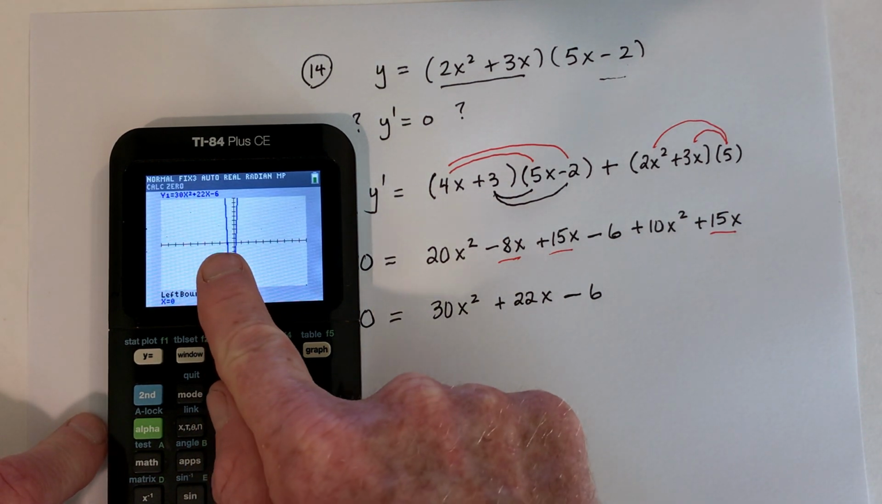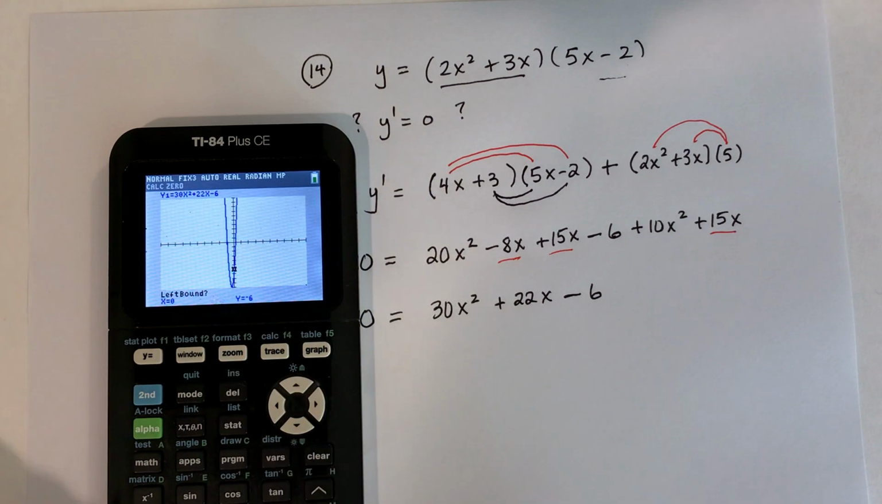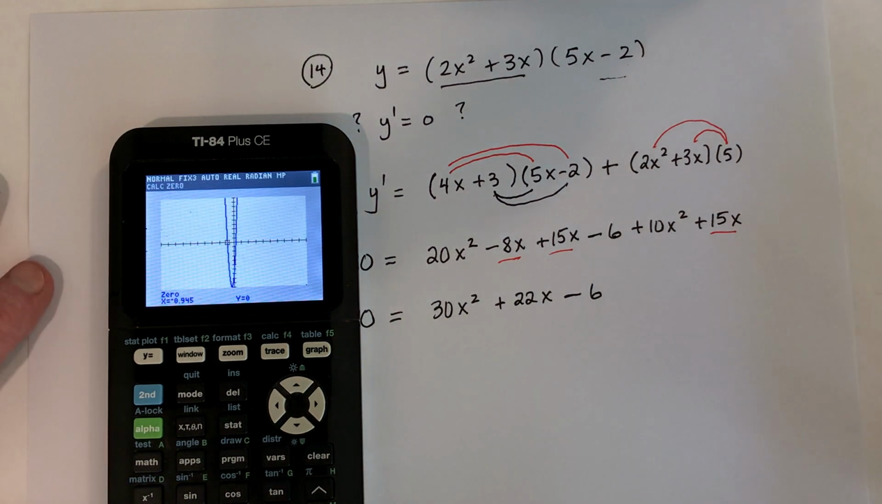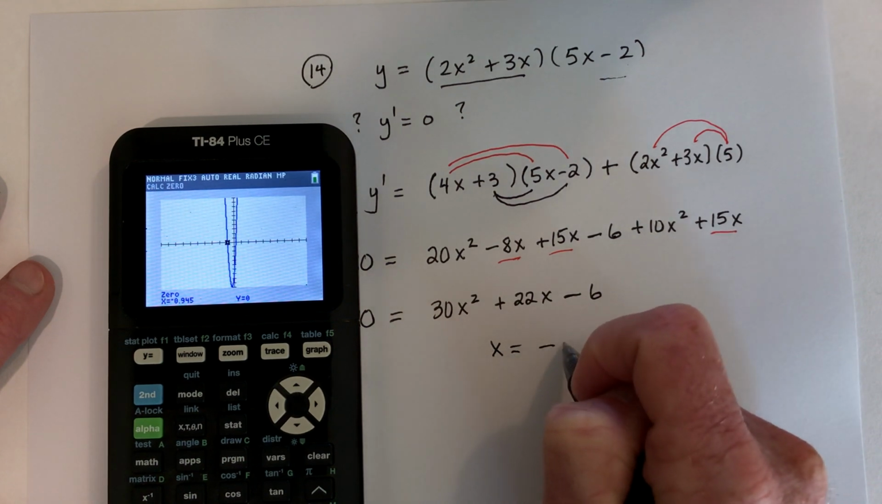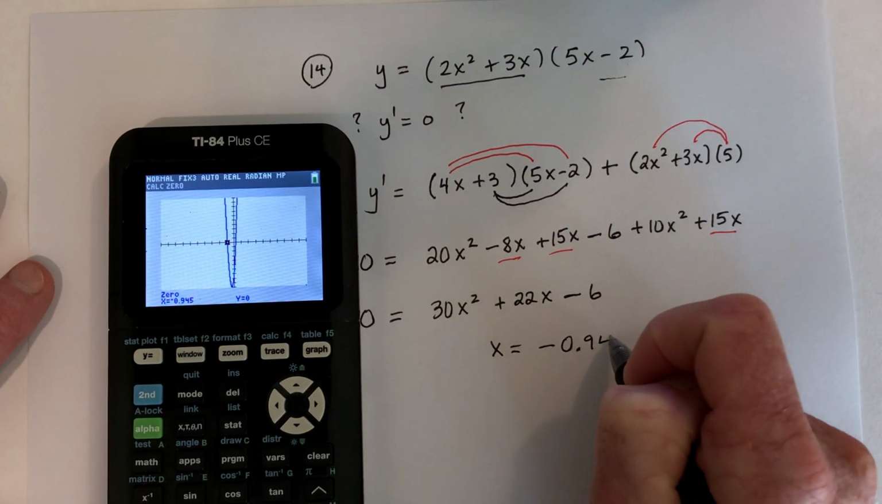And to me, that answer looks like it's -1. So I just pick something on the left, like -2, pick something on the right, like 0, and then your guess, or my guess, is -1. And it turns out I was pretty close. X equals -0.945.